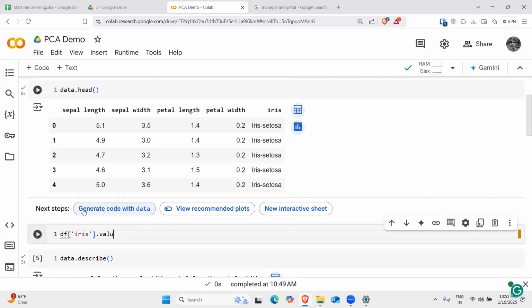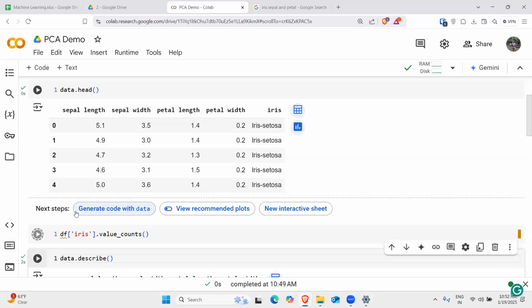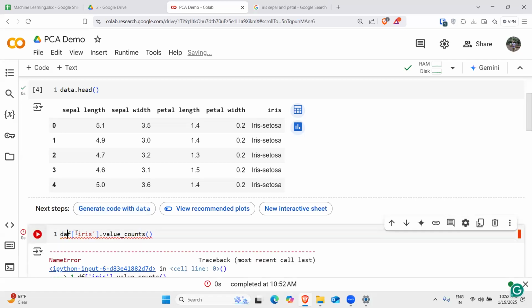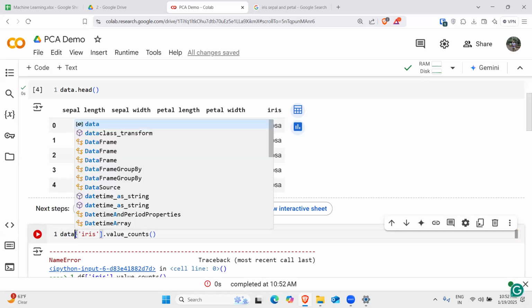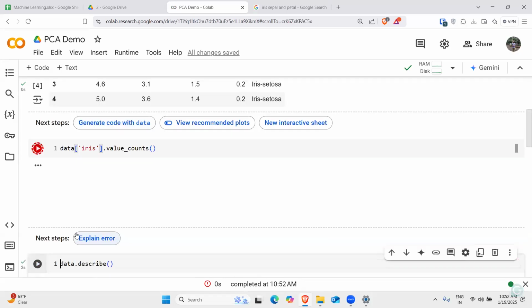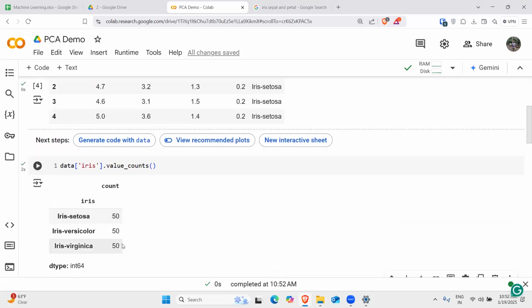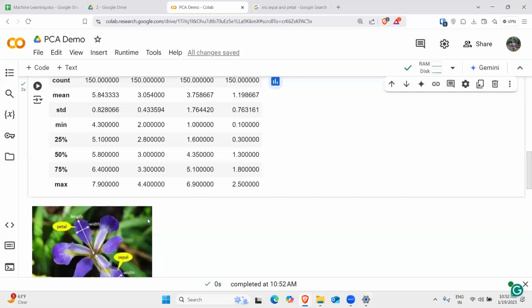If you just take value counts, it should be data, not df, you'll get an idea about setosa, versicolor, virginica. Yes or no? We have 50-50-50, so 150 data points are there and the count is 50-50-50. Simple, right?